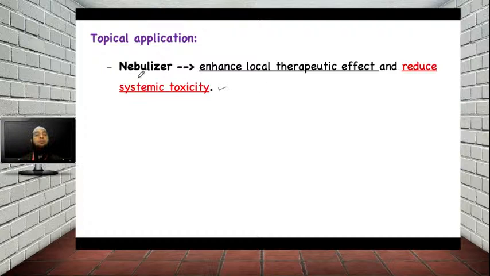So generally nebulizers are preferred in case of the child because they can be easily given, and they also reduce the systemic toxicity associated with the drug, because the drug is targeted only to the lungs and not much of the drug is going into the systemic circulation.